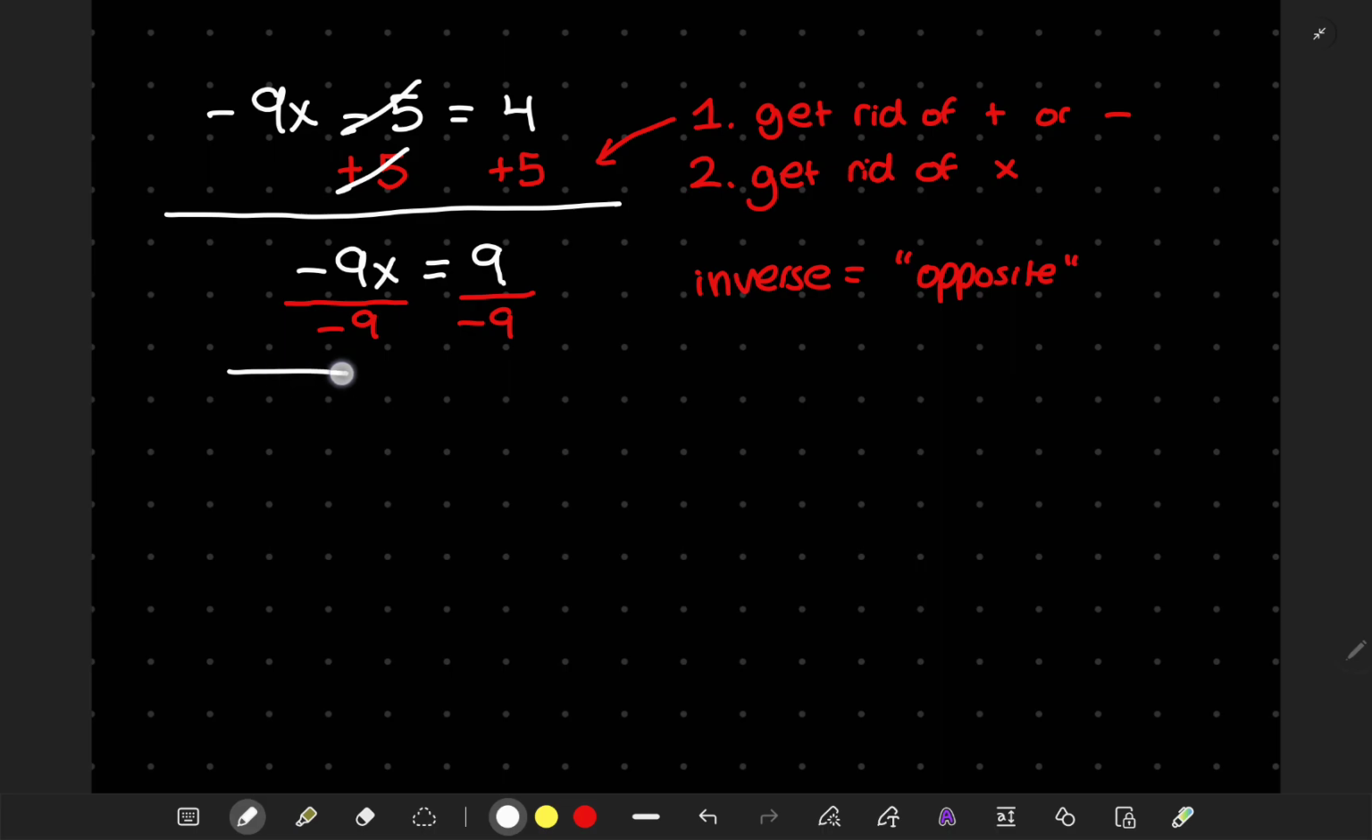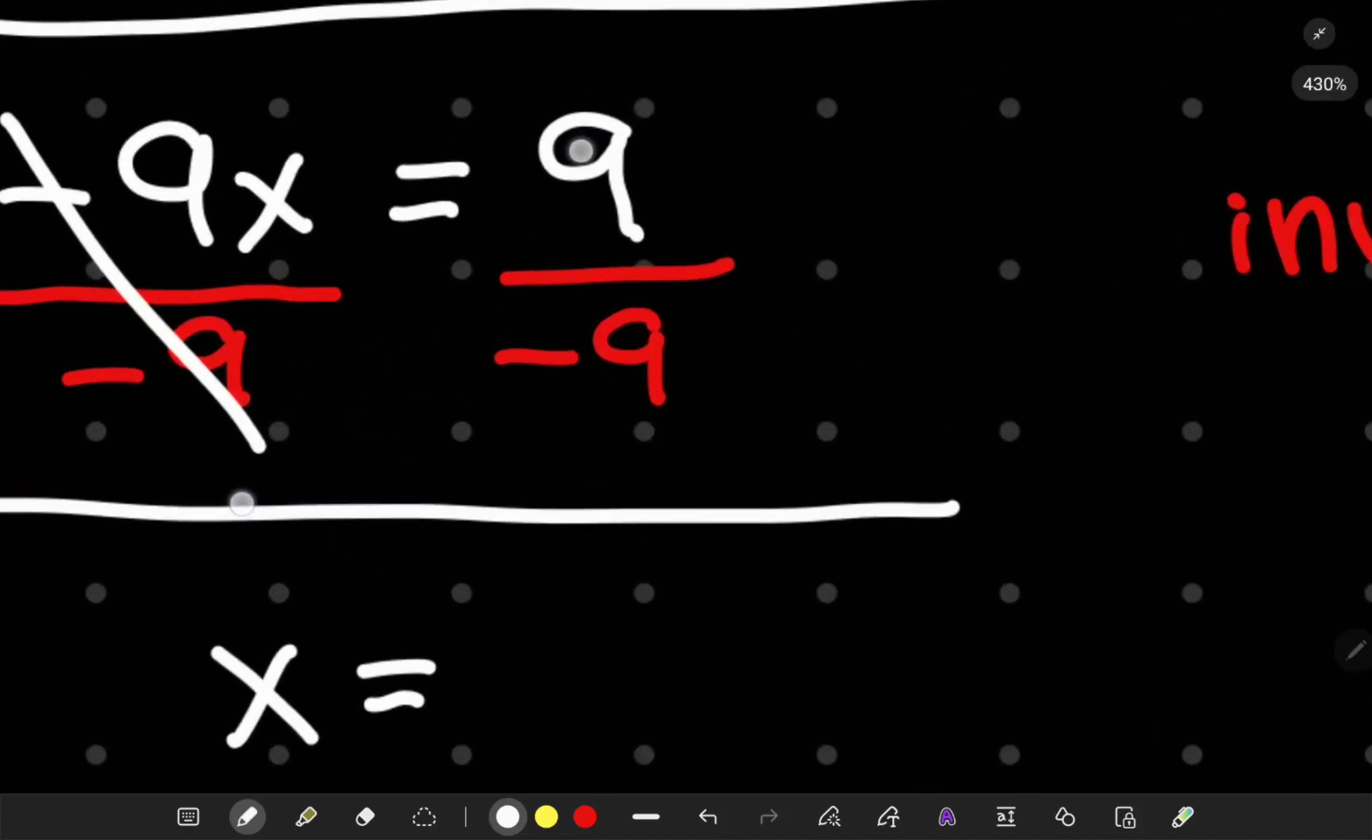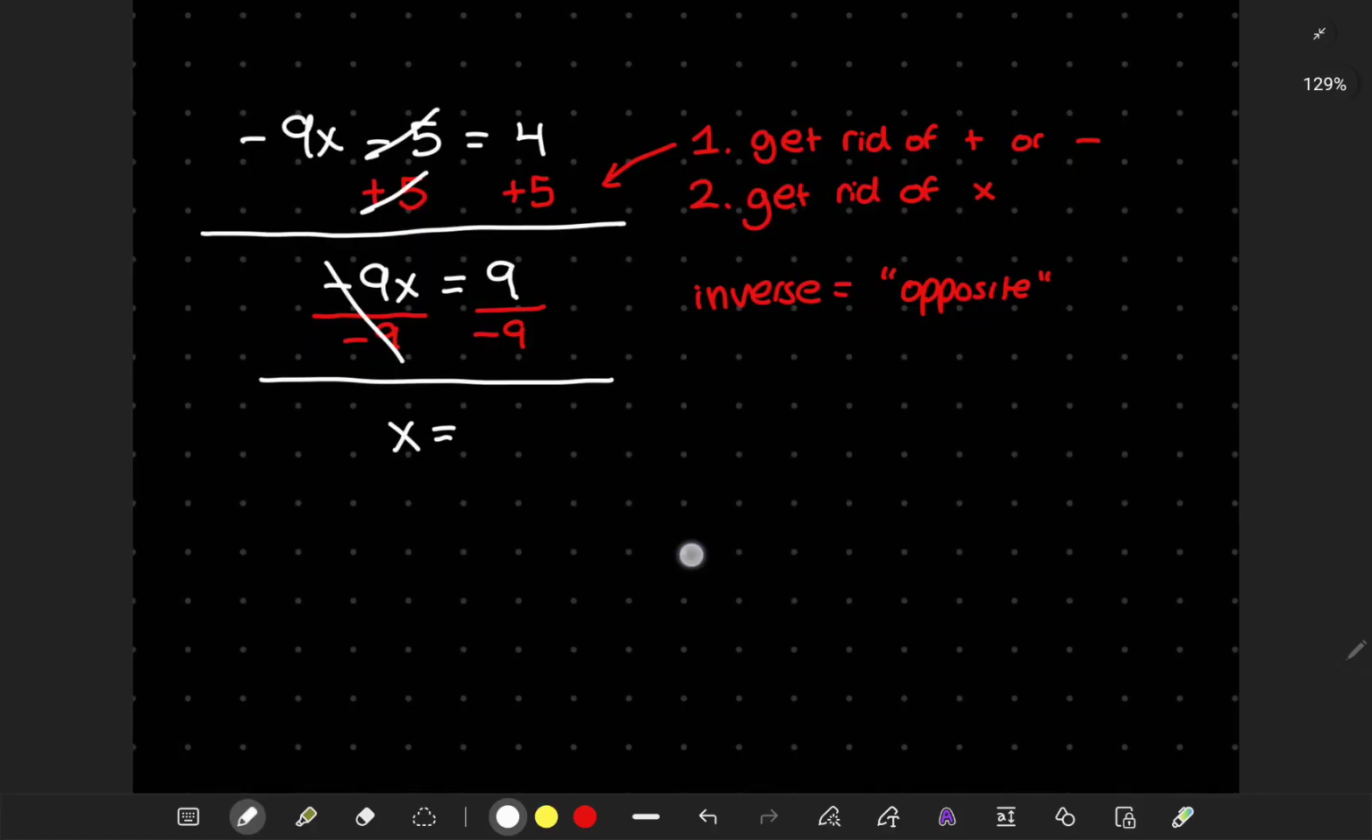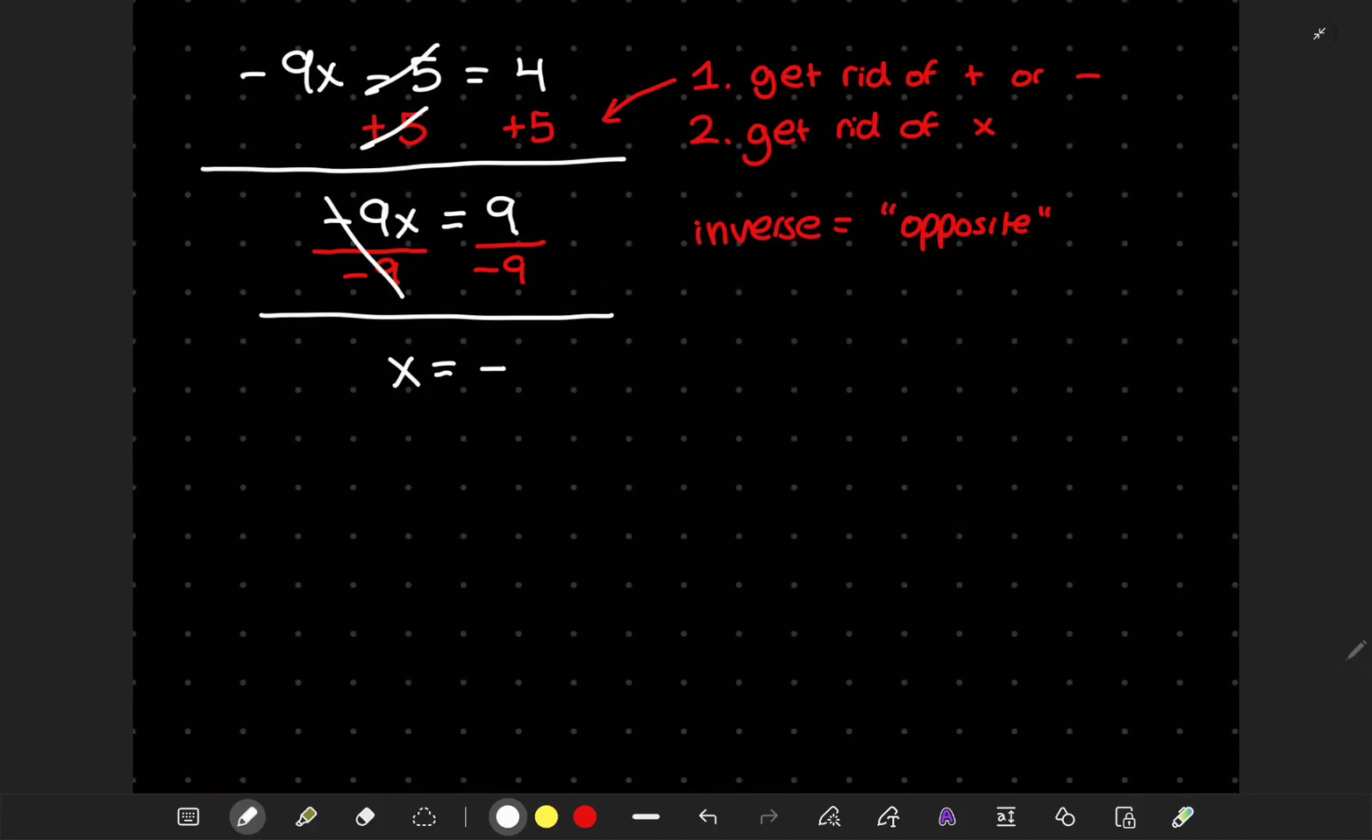Regardless of whatever happens, I just know that the negative 9's cancel out. So I can just be left with x. 9 divided by negative 9. I see one negative sign right there, so I know for a fact that my answer is going to be negative, and then 9 divided by 9 gives me 1. And that is my final answer.